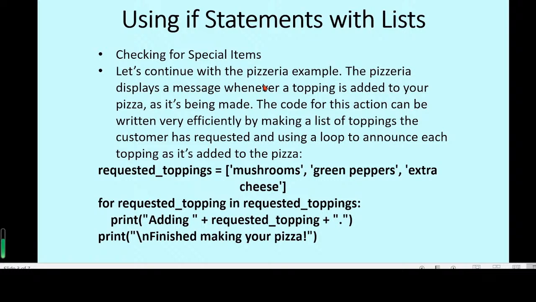So let's continue with the pizzeria example. The pizzeria displays a message whenever a topping is added to your pizza as it is being made. The code for this action can be written very efficiently by making a list of toppings the customer has requested and using a loop to announce each topping as it is added to the pizza. So this is a request toppings list with 3 items. Then we can write a for loop: for request topping in request toppings, for each element of this list, we print adding this request topping.